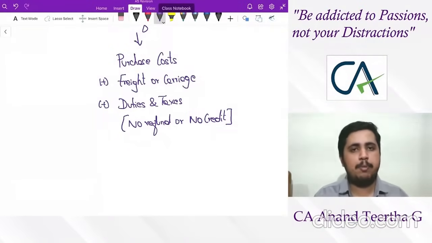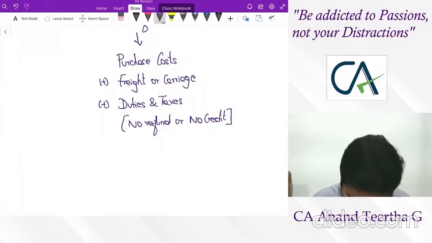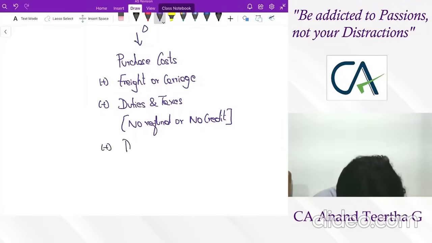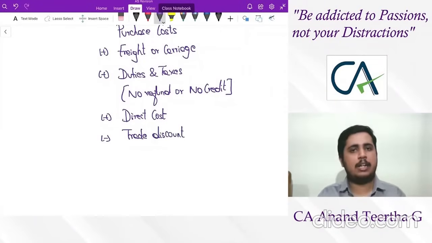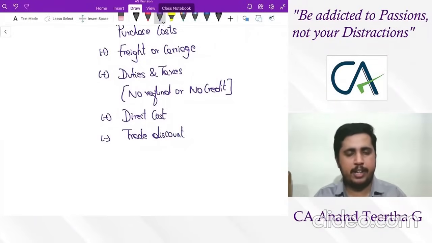What is the example for additions then? Customs duty. There is no credit for customs duty paid. It's a tax paid. So therefore, customs duty will be added over here. That's how duties and taxes should be considered. No refund, no credit, add. If you get credit or there is a refund, do not add. Finally, if there are any direct costs, then add them over here. And if there is any trade discount, it should be deducted. Remember, only trade discount should be deducted and not cash discount. So cash discounts are not allowed to be deducted, only trade discount.